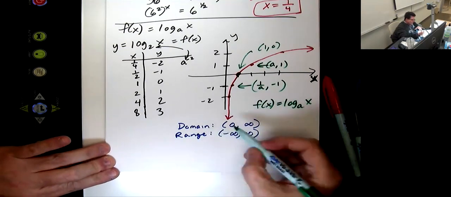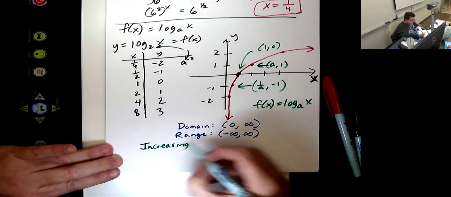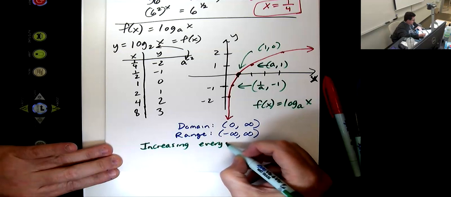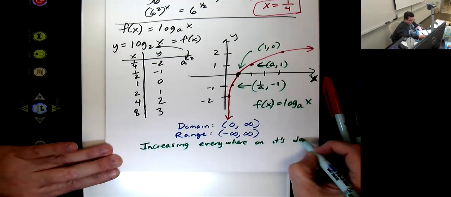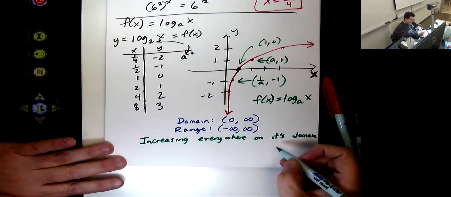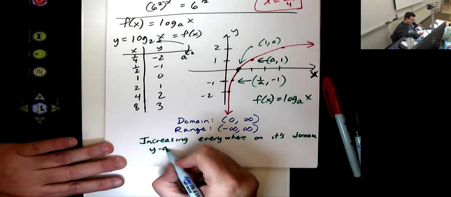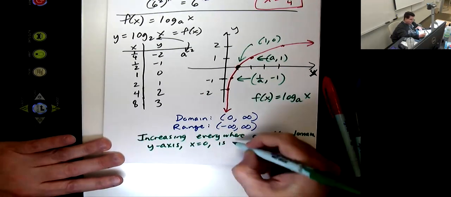Notice this is increasing everywhere on its domain. And the y-axis, or x equals 0, is a vertical asymptote.